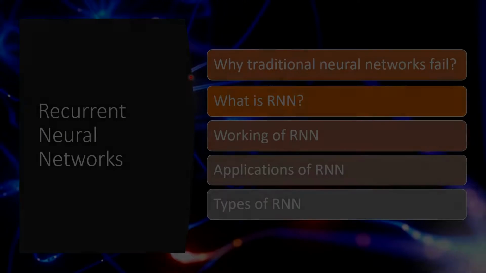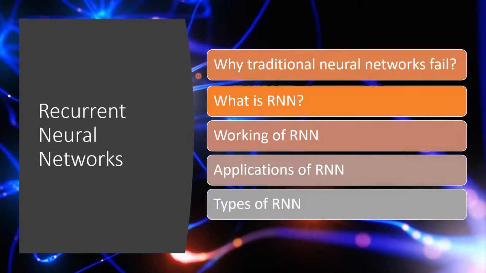So this slide gives us a brief overview of what we are going to cover today, starting with why traditional neural networks fail, what is RNN, the working of RNN, applications of RNN, and finally the types of RNN. So let's begin.